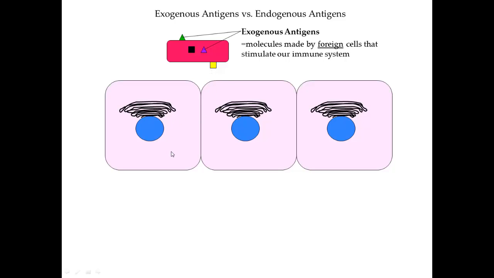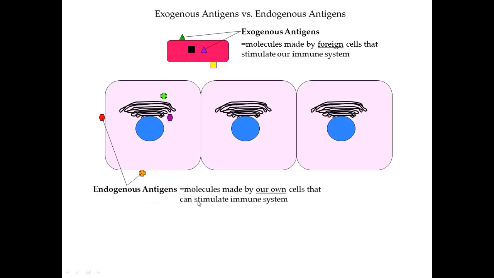Sometimes our own cells might produce antigens. And when these molecules get produced, they're exported to the surface of the cell. These are examples of endogenous antigens. Endogenous antigens are antigens that are generated inside our cells. So they're molecules made by our own cells that can stimulate the immune system.